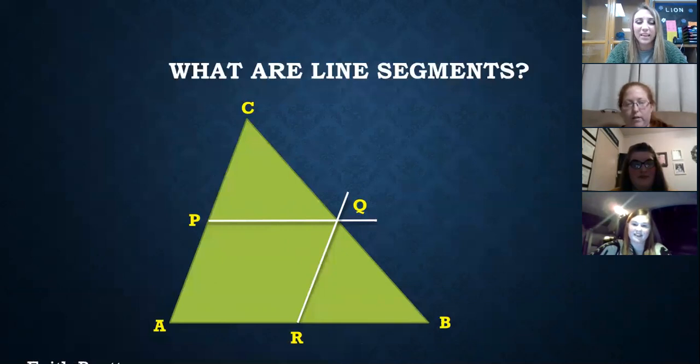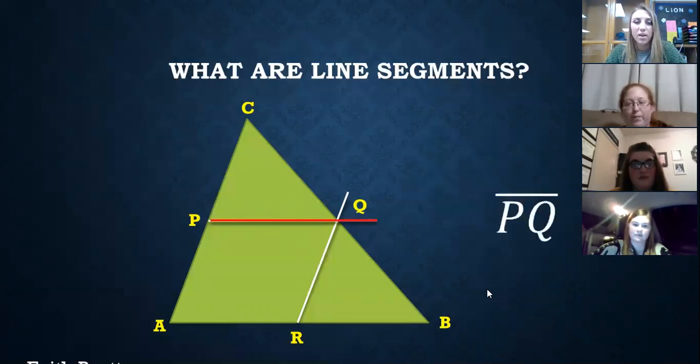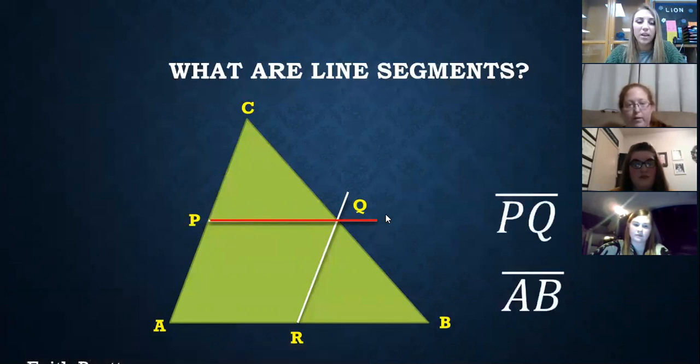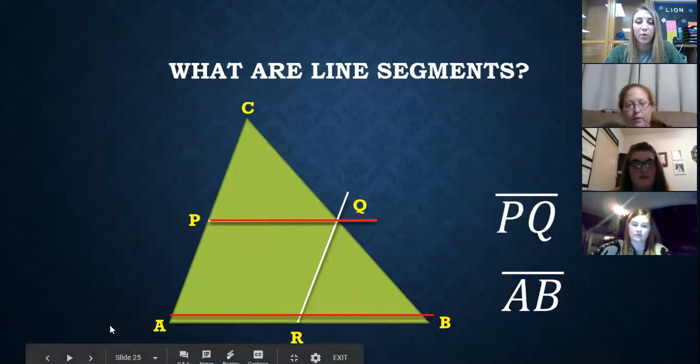When both segment endpoints are vertices of a polygon or polyhedron, the line segment is an edge. An example of a line segment is PQ and AB. As we can see, PQ is a line segment because it goes from two points, from point P to Q. And another one is point A to point B, because it's going straight across from one point to the other.